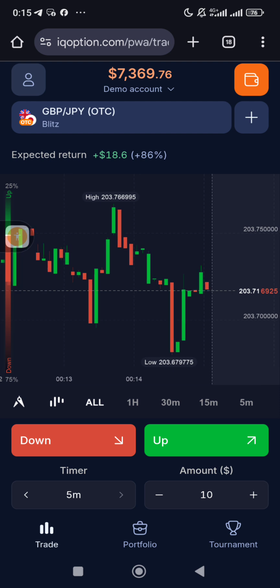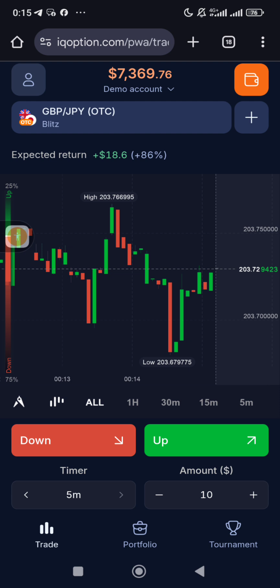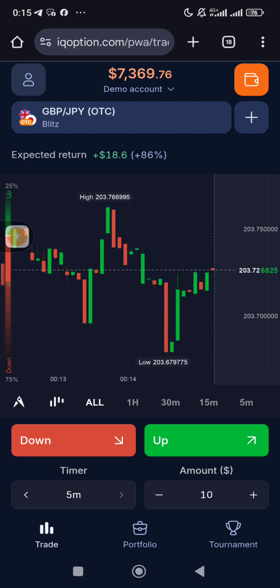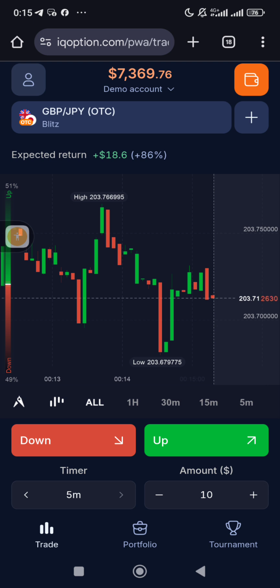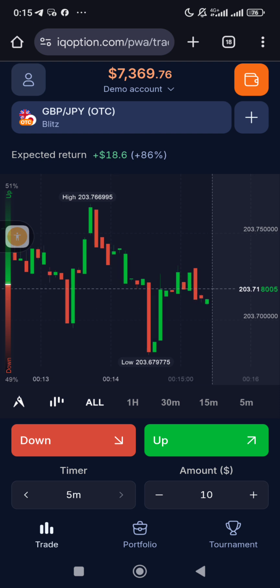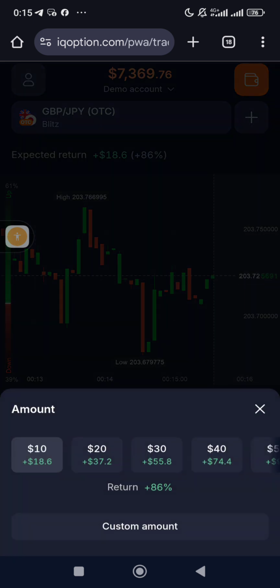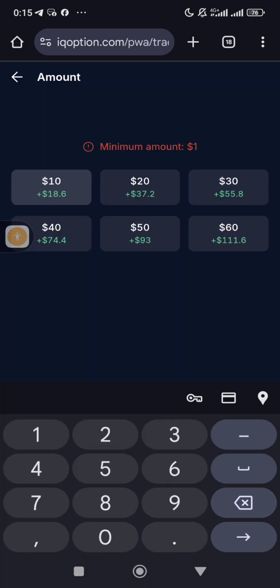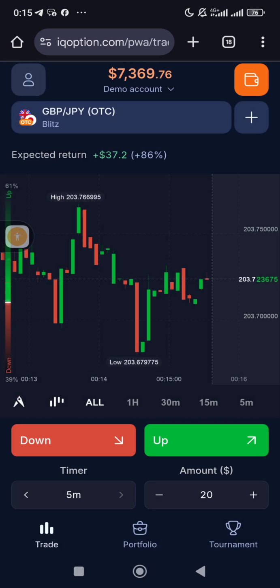The rule says that if you want to apply the Martingale strategy, you are expected to do what? To double that stake, that amount, which is $20. So let's say we lost this $10. What you should do here is go to that same signal, that same trade, GBP/JPY. Come here, put $20. Okay, you have put in $20, right?